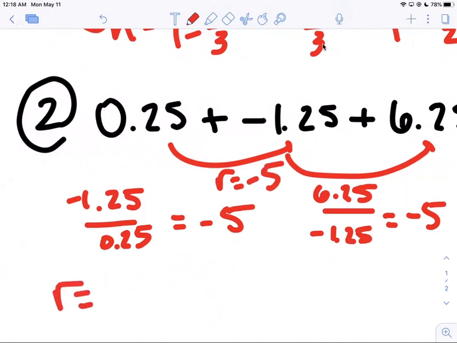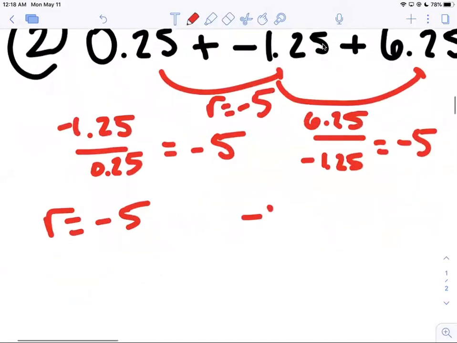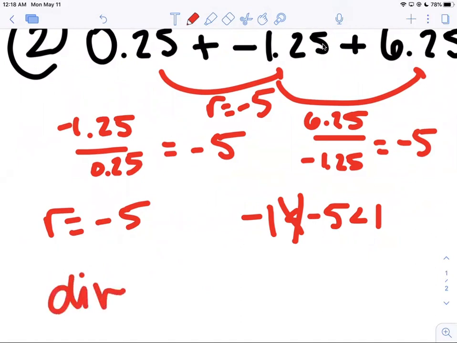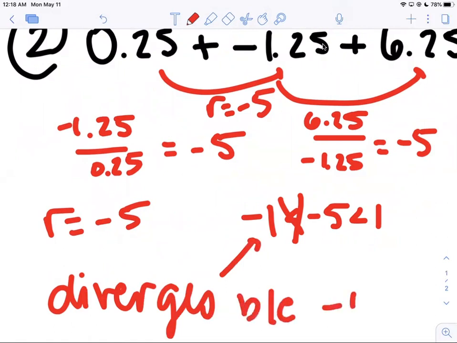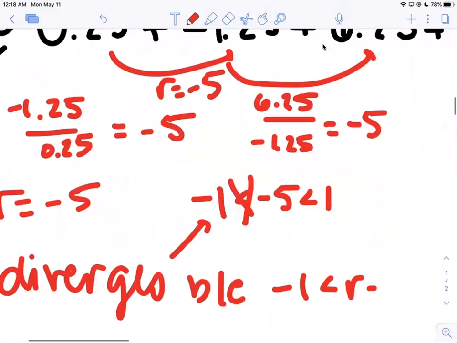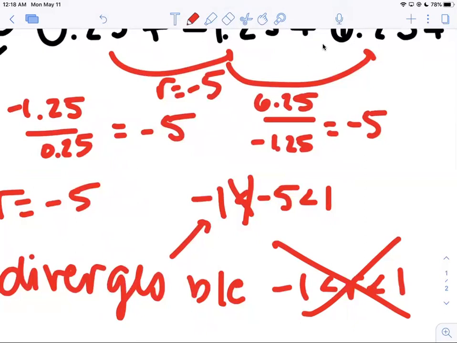So R equals -5. Okay, now, is -1 less than -5, which is less than 1? No, right? This part is the wrong part. Technically, this is true, but -5 is not in between those two numbers. So because of this, it diverges. It diverges because this is not a true statement. I'm just going to put an X there to show that it's not true.